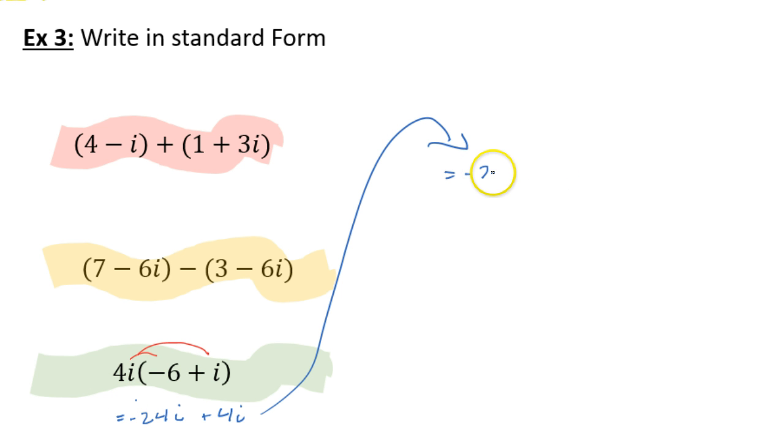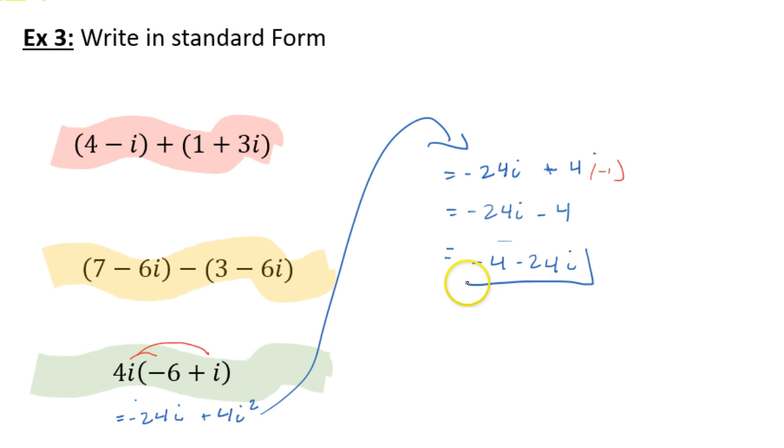That really just gives us negative 24i plus, don't forget the square, 4 and i squared. Well, this whole i squared, remember, is just negative 1. So if we rewrite that as negative 1, we can go ahead and distribute that out. So our solution is actually negative 24i minus 4. If we write this in standard form, we get negative 4 minus 24i. That's our answer. So again, just another multiplication problem.